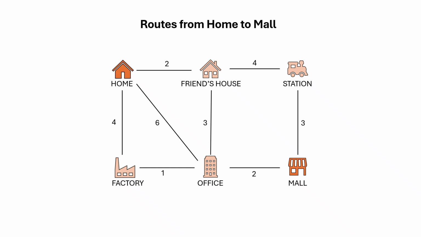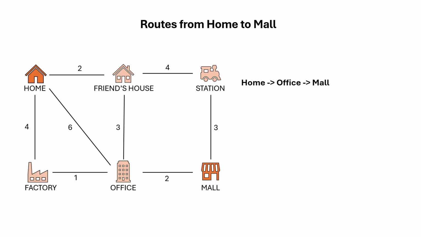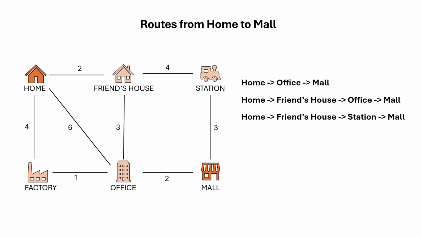Now suppose you are at home and you want to go to the mall. For that, there are many possible routes. You can go from home to office to mall, then home to friend's house to office and then to the mall. And then you can also go from home to friend's house, then station and then to the mall. There is also a route via the factory, so you can go from home to factory to office and then to the mall. Each route here has a total travel time. You just need to add the numbers on the roads you use. So from home to office to mall, it will take you 6 plus 2, 8 minutes, and so on.